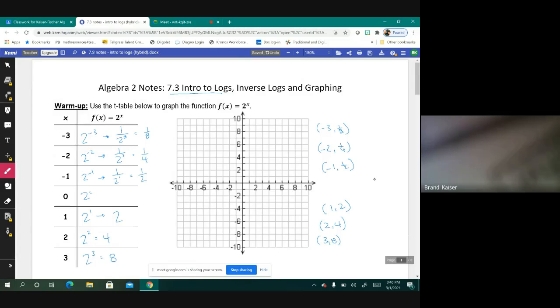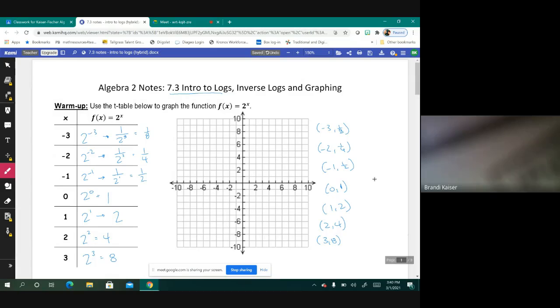And lastly, 2 to the 0 power. Well, it's the same as anything to the 0 power. It should always be a 1. So the point 0, 1, that's going to be a pretty common point among our exponential functions, so keep that in mind.